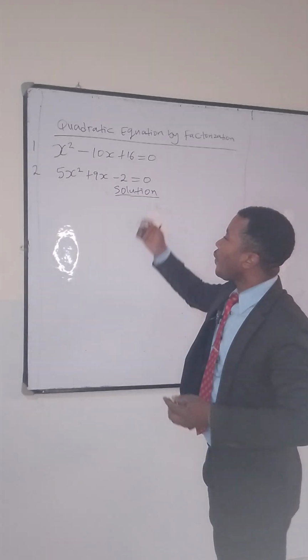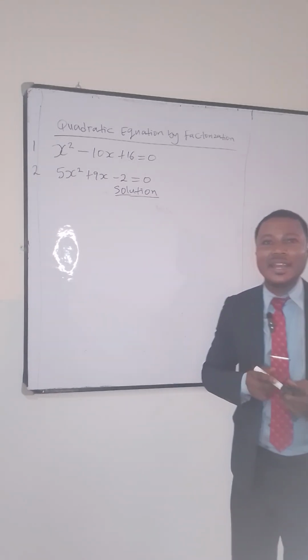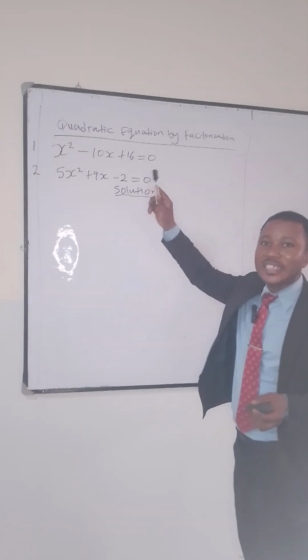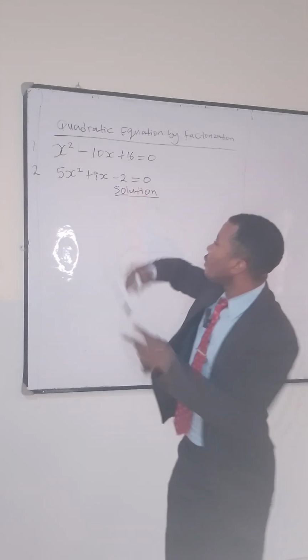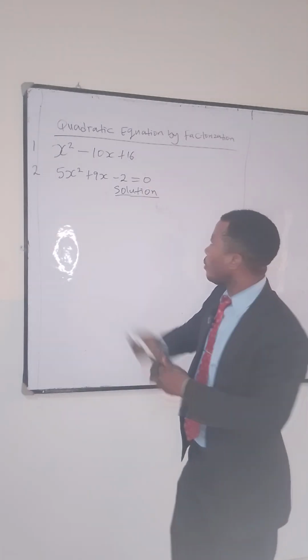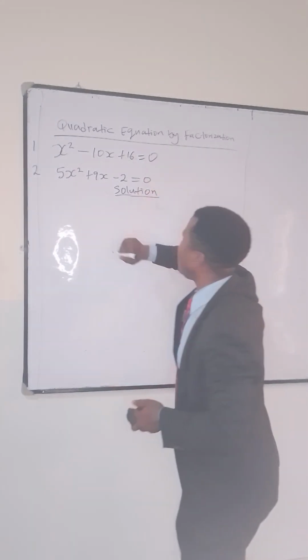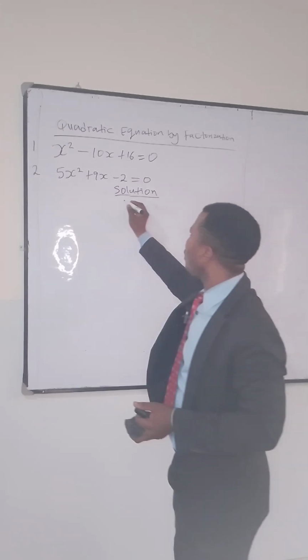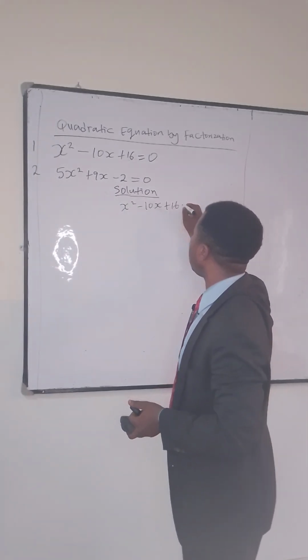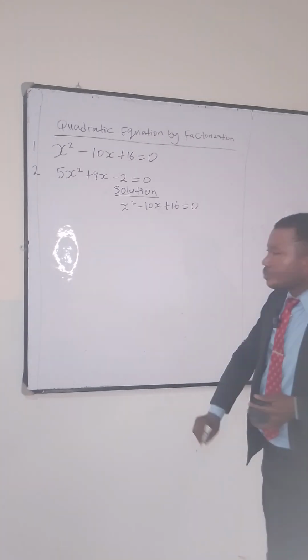Good. So the difference between an equation and expression: an equation has a sign of equality, that's equal to, while an expression does not have. This from here to here is what we call an expression. But once you put it equal to 0, it becomes an equation. So the first one is x squared minus 10x plus 16 is equal to 0.